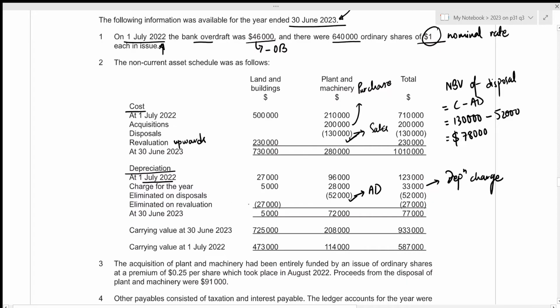Then we have eliminated on revaluation. Whenever there is revaluation upwards, we just completely delete the previous accumulated depreciation related to that non-current asset. And we can see that the opening accumulated depreciation was 27,000 and that is being eliminated upon revaluation. Then we have the total accumulated depreciation at our closing date and the carrying value at our closing date and the opening date. So these are just going to be the net book value of our assets.